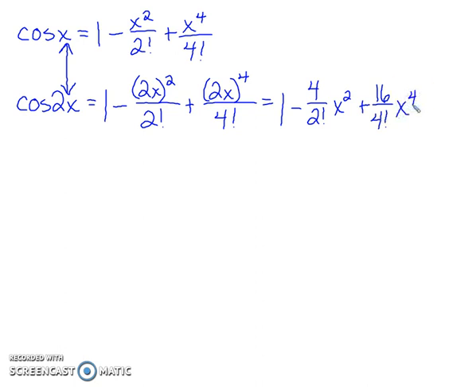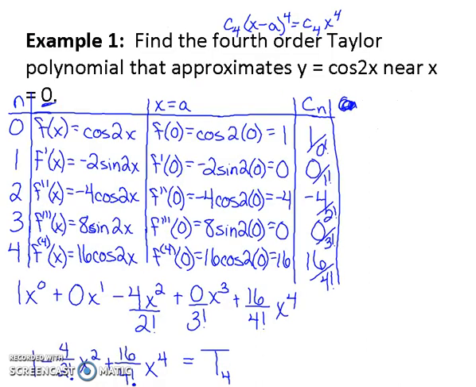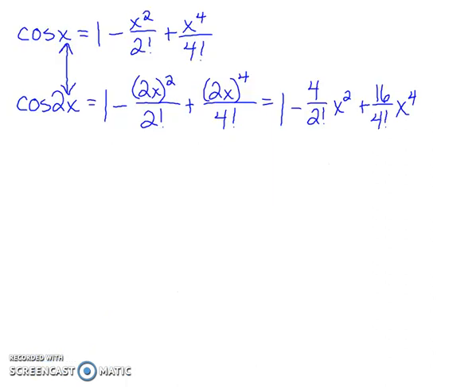The only way you could use this approach, though, is if, number one, they had given you the Maclaurin series for cosine of x, written it out for you, or if you had taken the time to memorize what the Maclaurin series for cosine of x was. Otherwise, you have to do it the long way like I did here. But either way, your answer is this for the 4th degree Taylor polynomial.